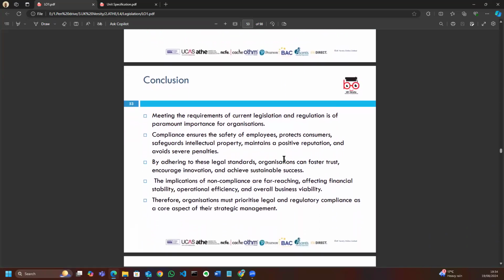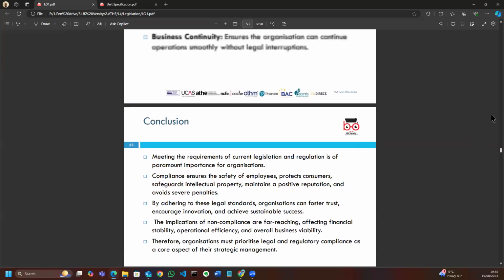So in conclusion, meeting the requirements of current legislation and regulation is of very much importance for our organization, where compliance ensures the safety of employees, protects our customers and stakeholders, safeguards our intellectual property, maintains a positive reputation, and avoids severe penalties. So this is everything from our first session.